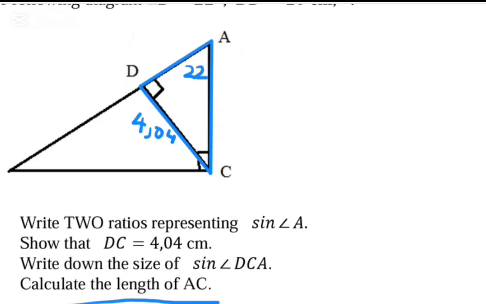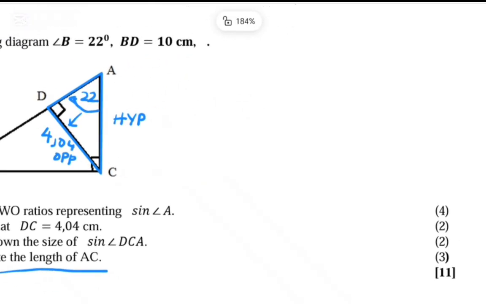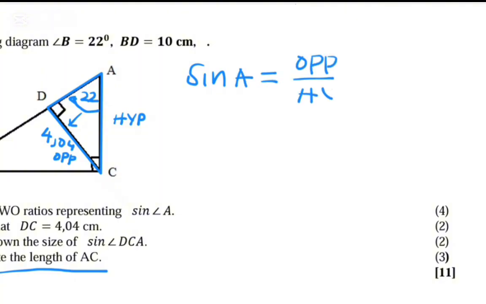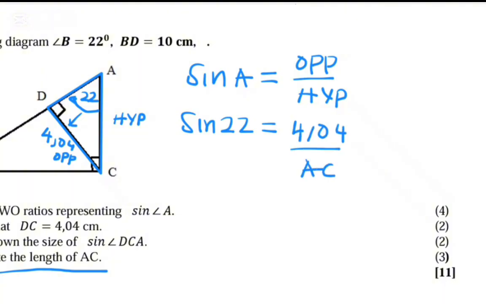So if our reference angle that we have, we also have another one. Okay, let's just make use of this one that is there. So this is going to be the opposite side, and this one, which is AC that we're looking for, is going to be the hypotenuse. The trig ratio that talks about opposite and hypotenuse is going to be sine. So I'm going to say sine of this angle, which is sine A, is equal to the opposite over the hypotenuse. So sine of 22 is equal to the opposite, 4.04, divided by the hypotenuse, which is the AC that we are looking for.